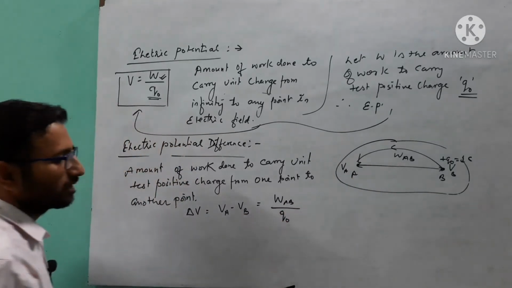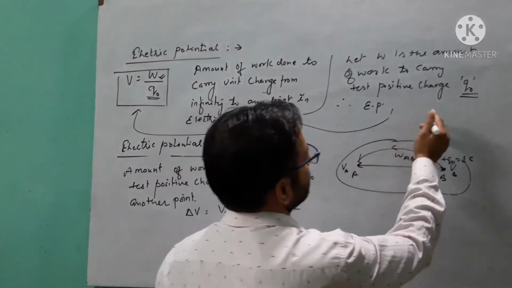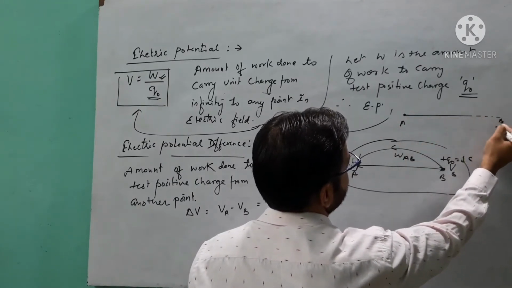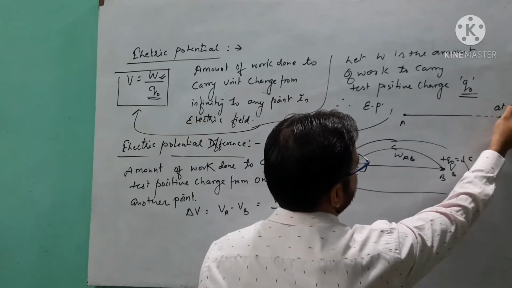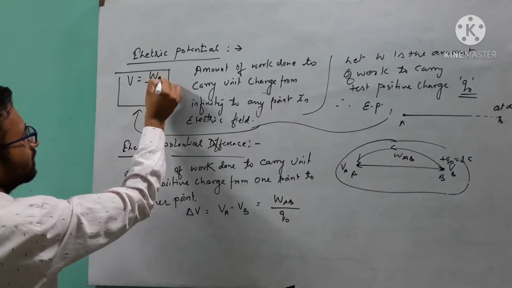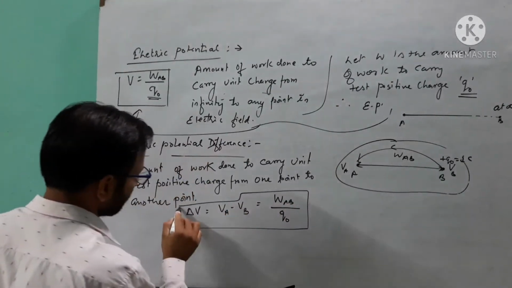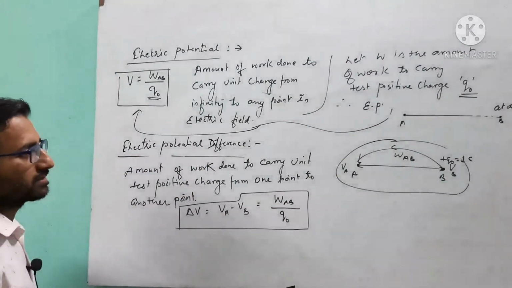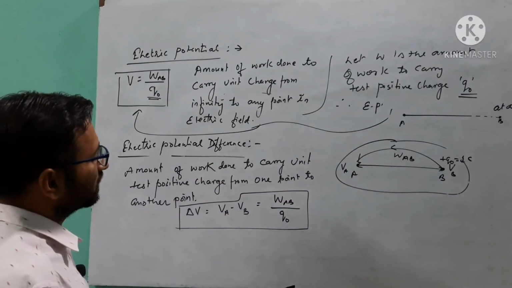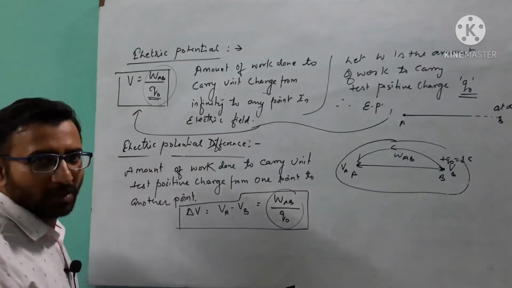So we can represent this formula like this also, and if you want to write this relation in this way, you can take a point A here and point B you can consider at infinity. So at that time your work done W can be written as WAB. Okay, so this is the definition of electric potential difference. Electric potential energy we have done, electric potential we have done, electric potential difference also, and you can see both of the formulas are the same mathematically.